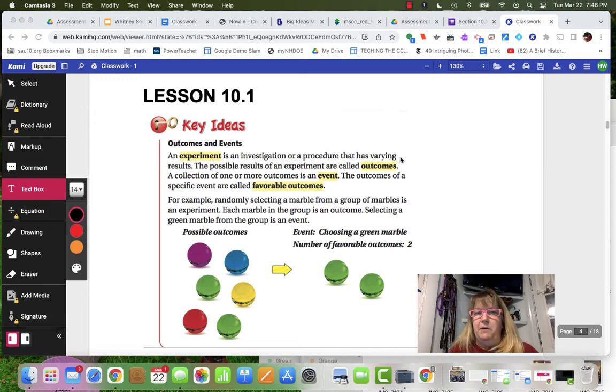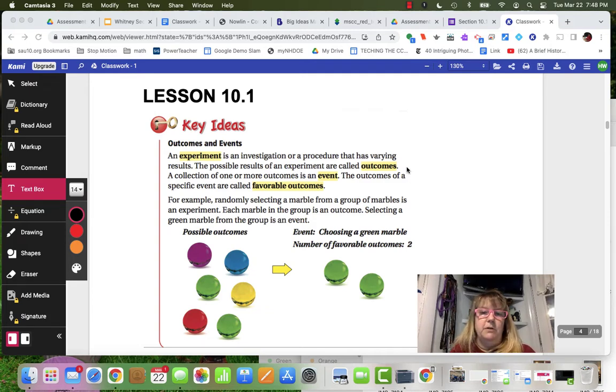In the theme of let's try something completely different, Unit 5 is probability. Nothing like anything we have really done so far this year, but probability is one of those fun things: flipping a coin, spinning a wheel. Some key things we need to know: an experiment is an investigation or procedure that has varying results. So when you do probability experiments, you experiment to figure out what the result might be.